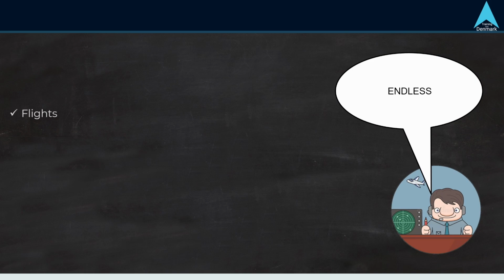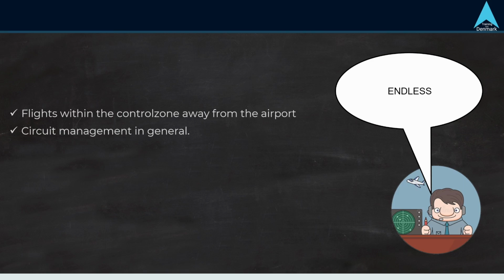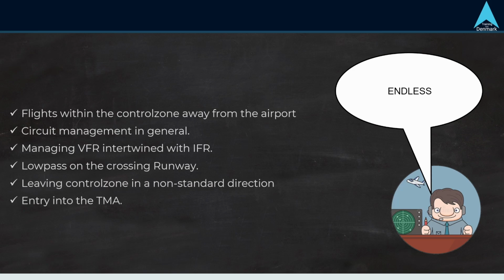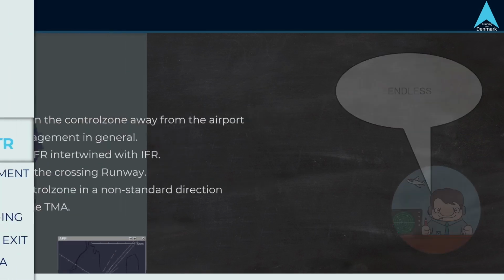The ones we have selected are flights within the control zone away from the airport, circuit management in general, managing VFR intertwined with IFR, managing low pass on the crossing runway, leaving control zone in a non-standard direction, and entry into the TMA. A lot to go through. This is less theoretical and more like real scope situations we will look at.